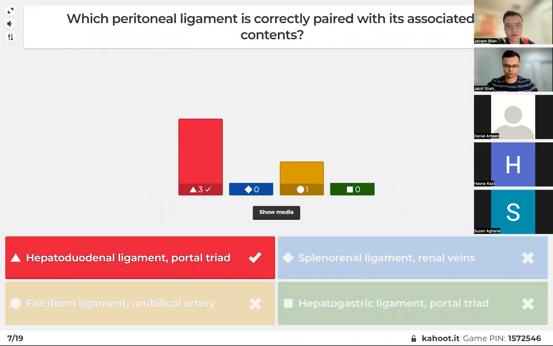not so much here. With the splenorenal ligament, I'm trying to make you think, yeah, maybe it's the renal vasculature, but it's actually more the splenic vessels that are contained in that. With the falciform ligament, it doesn't contain the umbilical arteries, it contains the umbilical vein. And the hepatogastric ligament does not contain the portal triad because we know that's the hepatoduodenal. So really the ones that I've put here are probably the four most important ones to know, because again, surgically really important to not cut them.